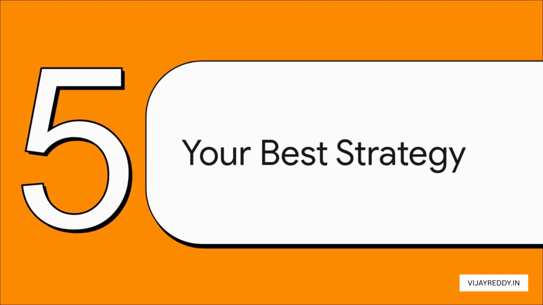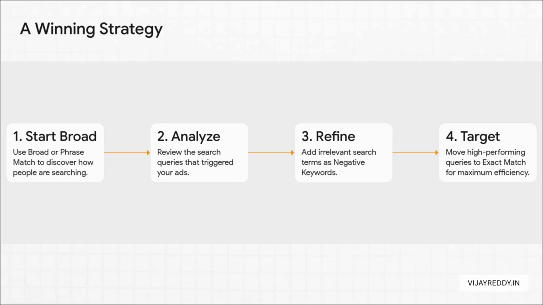So we've got match types for our offense, and we have negative keywords for our defense. How do we combine them into a winning strategy? Well, the best strategy isn't to just pick one match type and stick with it. It's to use them all together in a cycle. It works like this. First, you start a little broad, maybe with phrase or even broad match, just to discover how people are really searching.